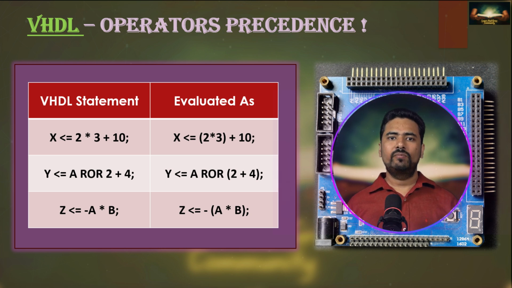Third example, signal z <= -a * b; So here the multiplication will happen first and the sign will change after that. Okay, so I hope that I made this concept clear to you. And with this, we are closing this chapter of VHDL operators.